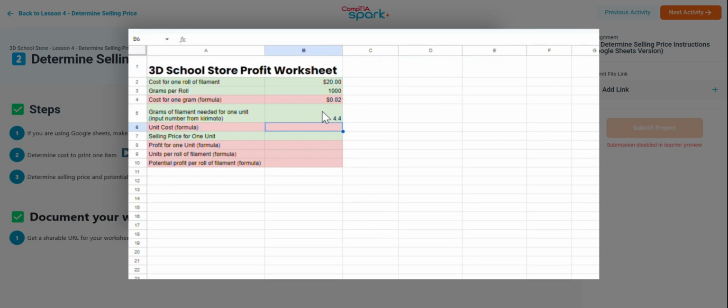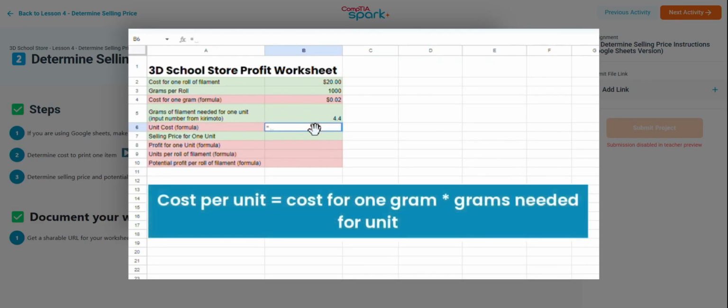All right, now we are going to calculate the cost of the filament for one item that we print. To do that, we will use another formula. Go into the cell next to unit cost and type an equal sign. So we're going to take the cost for 1 gram and we're going to multiply that by the number of grams.